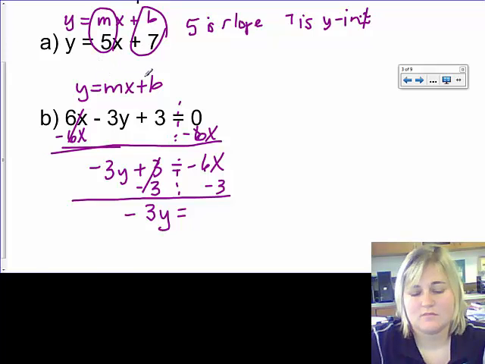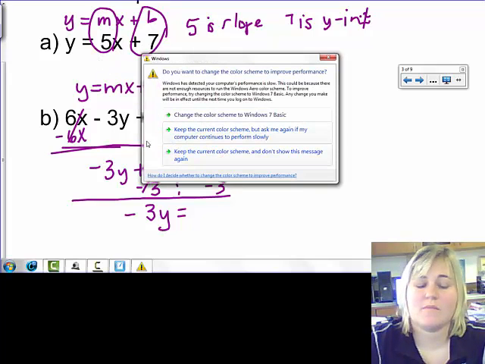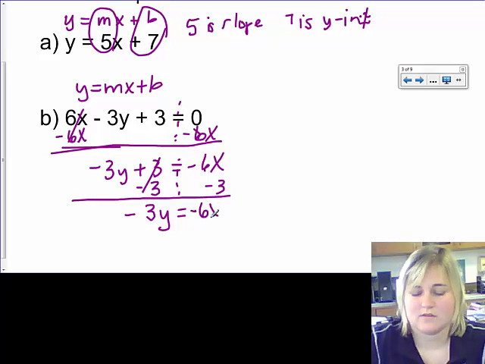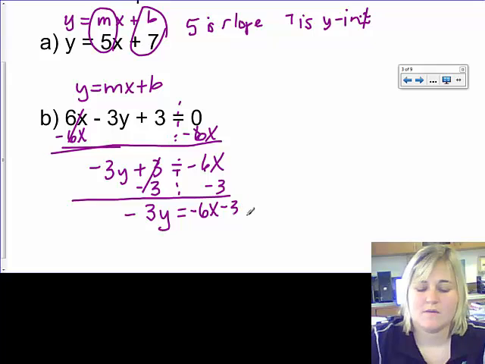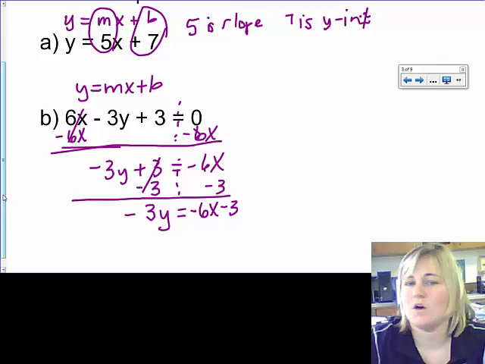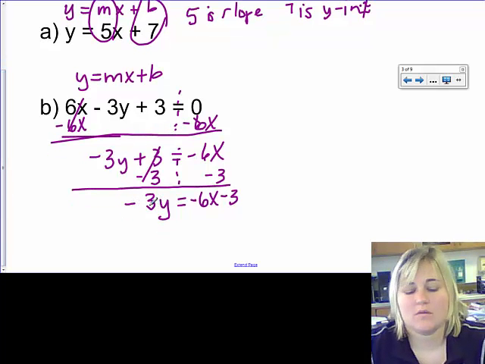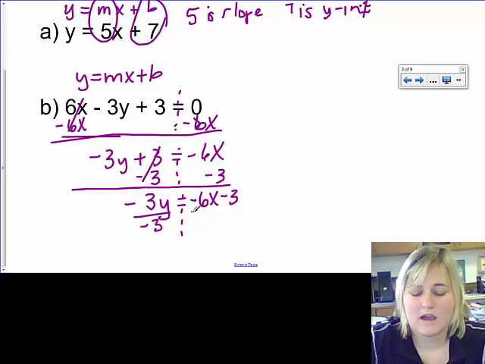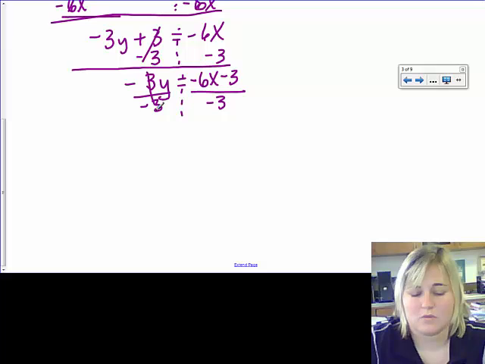And I'm going to look at my original form. I see here that I want my x term to be first, so that's what I'm going to put first down here. So I'm going to put the negative 6x, and then I'm just going to tack on this minus 3. I hope that you see where we got that from. Okay, now I still don't have y by itself because I have negative 3y. I don't want negative 3y, I want y. So what's happening between negative 3 and y is they're being multiplied, so the opposite is to divide. And what I do to one side, I must do to the other side. So I have to divide both sides by negative 3. So my negative 3's will cancel.